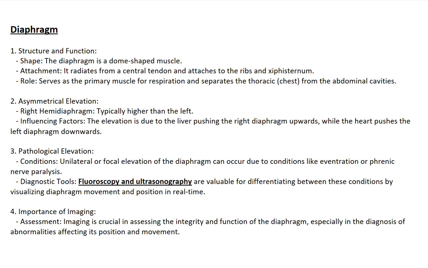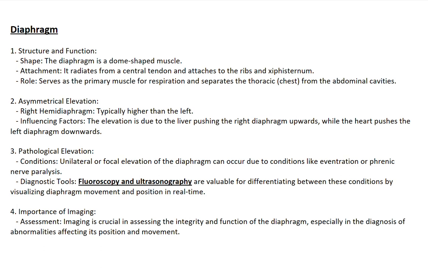2. Asymmetrical elevation. Right hemidiaphragm: typically higher than the left. Influencing factors: the elevation is due to the liver pushing the right diaphragm upwards, while the heart pushes the left diaphragm downwards. 3. Pathological elevation. Conditions: unilateral or focal elevation of the diaphragm can occur due to conditions like eventration or phrenic nerve paralysis. Diagnostic tools: fluoroscopy and ultrasonography are valuable for differentiating between these conditions by visualizing diaphragm movement and position in real time.